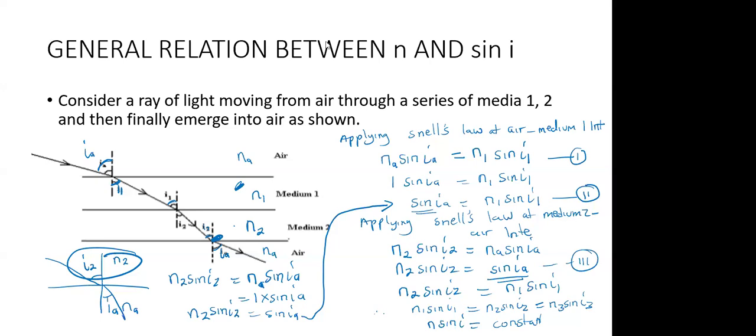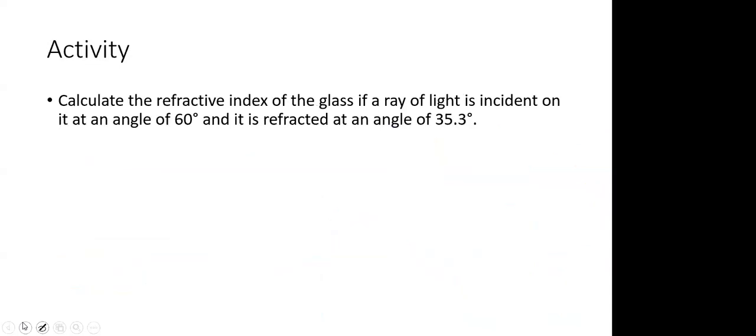Okay, we continue. Now we are going to do a few calculations. The first one asks us to calculate the refractive index of glass if a ray of light is incident onto it at an angle of 60 degrees and it is refracted at an angle of 30.